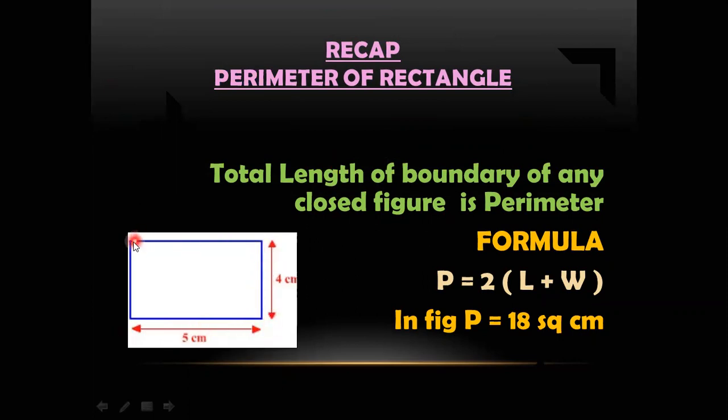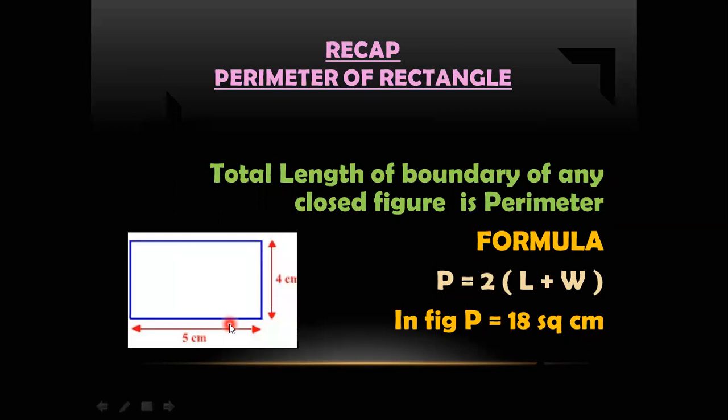So its perimeter will be the sum of the 4 sides, which will be 5 plus 5 plus 4 plus 5 plus 4. It will be 10 plus 8, 18, right? 18 square centimeter will be the perimeter of this rectangle.